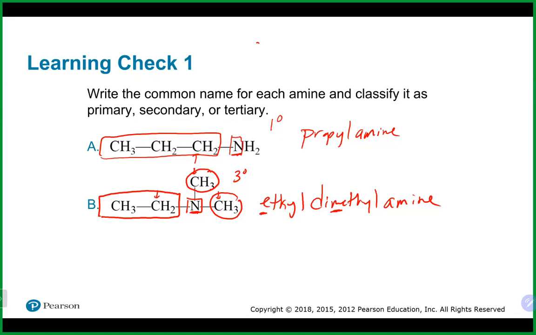So for us, we're going to go common, but you would be correct if you put N,N-dimethylethanamine in terms of the IUPAC name. But for us, we're just going to go kind of common name, which is basically group, alphabetical order, and then just put amine at the end of it. Other questions?